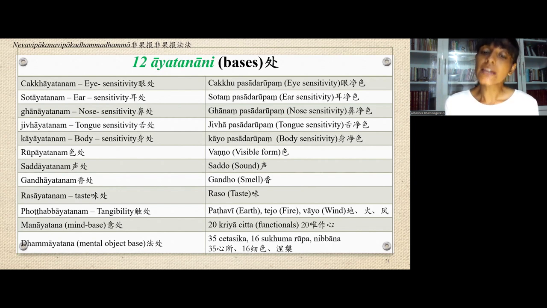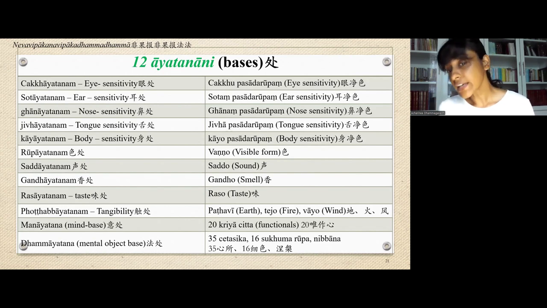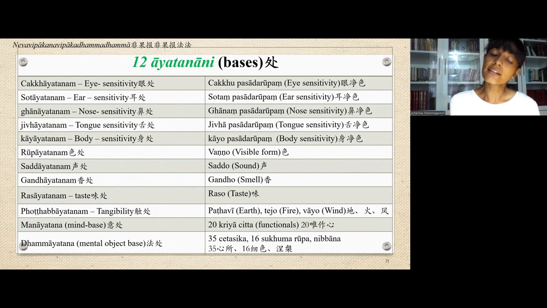The remaining 16 Sukuma Rupa, the fine material, are classified under Dhammayatana. So now we have classified all 28 Rupa. Next, the 20 Kriya Chitta are classified under Manayatana. The 35 Cetasika and Nibbana are classified under Dhammayatana. So thereby we get 12 Ayatana in total.